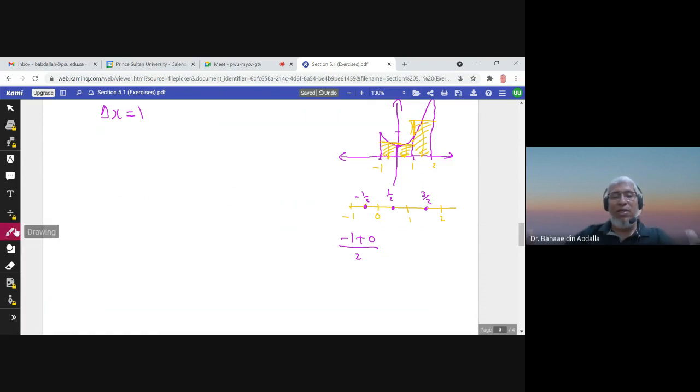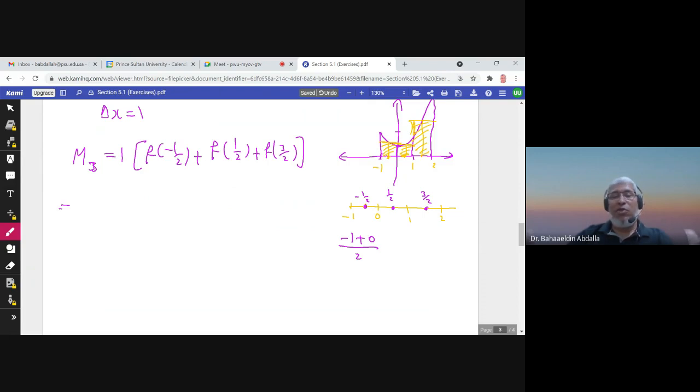So to find M3 in this case, we call it M3. Well, the width is always 1, but the height is changing. So what is changing really between midpoint, right endpoint, left endpoint is the height, is the length of the rectangle. So here it is f of what? Of negative half. This is the height of the first rectangle plus f of half plus f of 3 over 2. That's the length of the third rectangle.